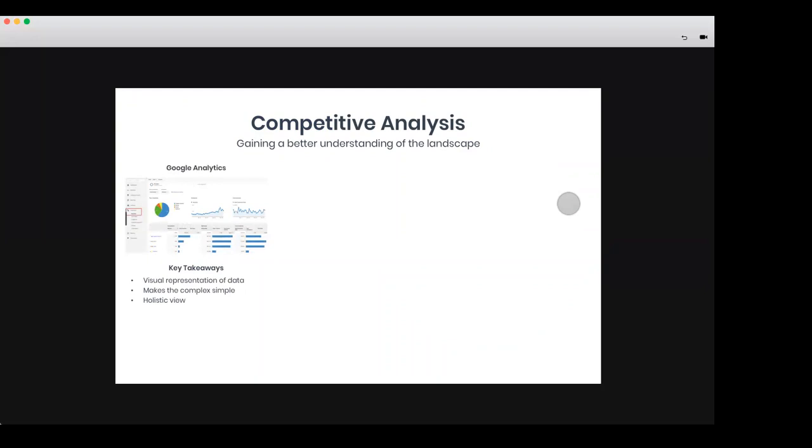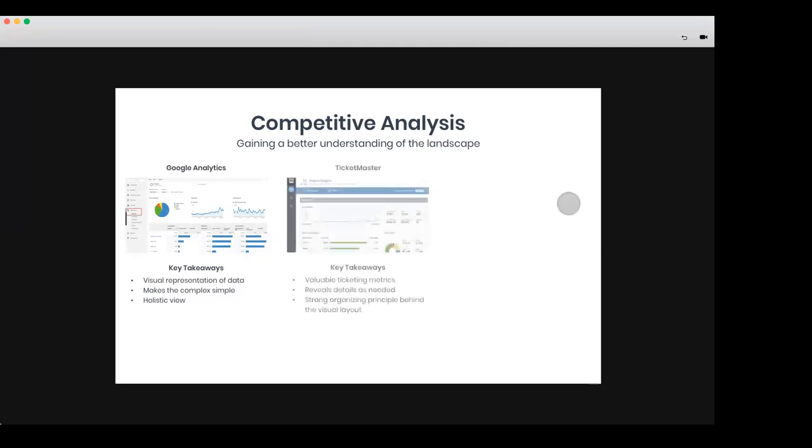Next is making the complex simple. Data on its own can be complicated to understand and analyze. By pulling out key data points that we know the users will find important, they don't have to work as hard to understand it. And the last takeaway is that the Google Analytics dashboard provides a holistic view of everything that is going on for a user so that they don't have to check multiple places for it. And like I said, while they're not a competitor of ours, we thought a lot of these takeaways were really relevant for the problem that we're trying to solve for.